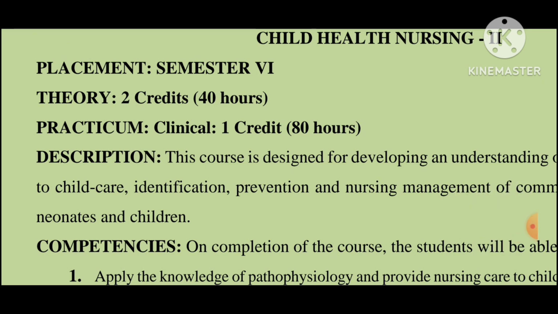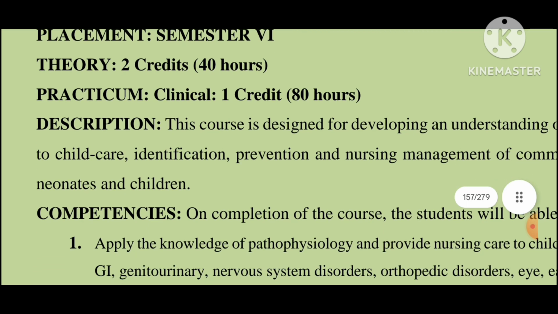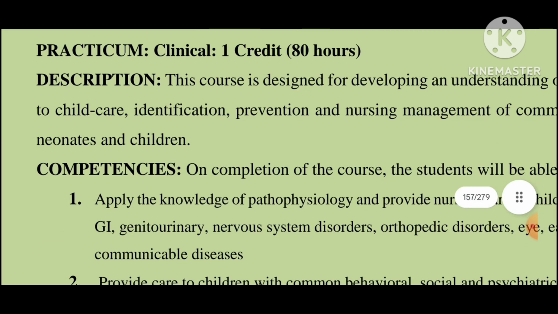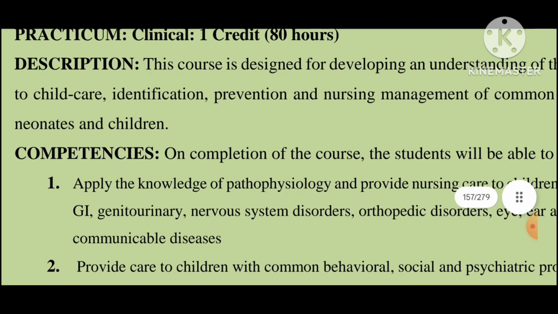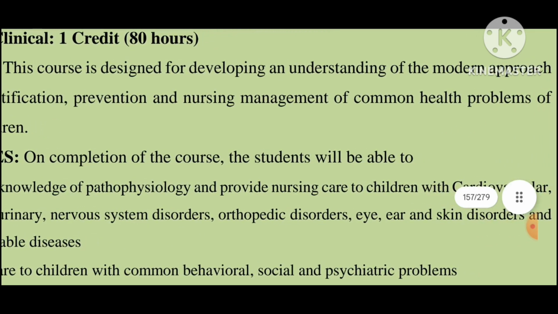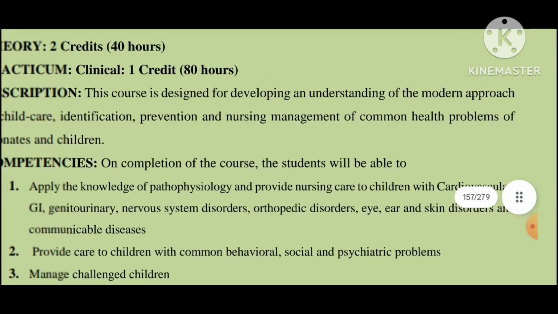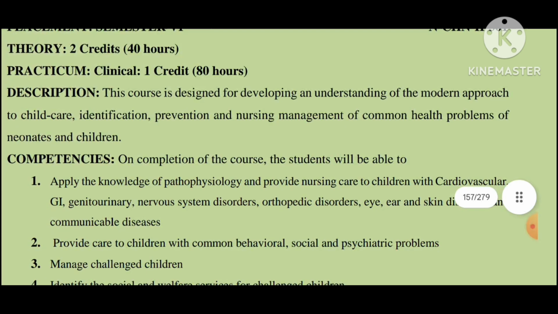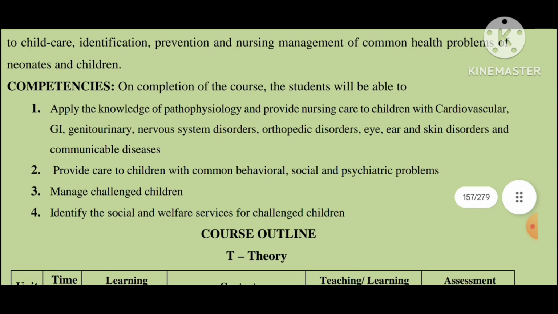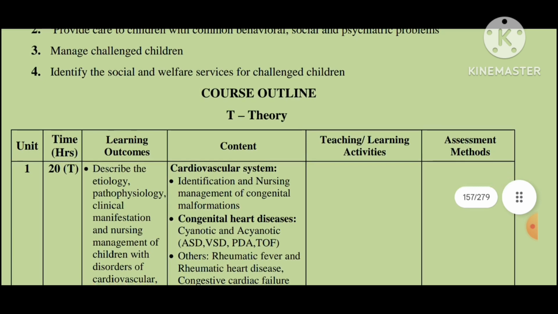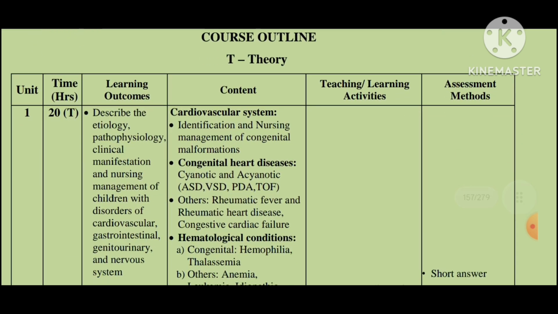You have 40 hours, that means 2 credits. Practical is 80 hours. Child health nursing is designed to understand the modern approach in child care: identification, prevention, and nursing management of common health problems of neonates and children. In the theory, you have several units.